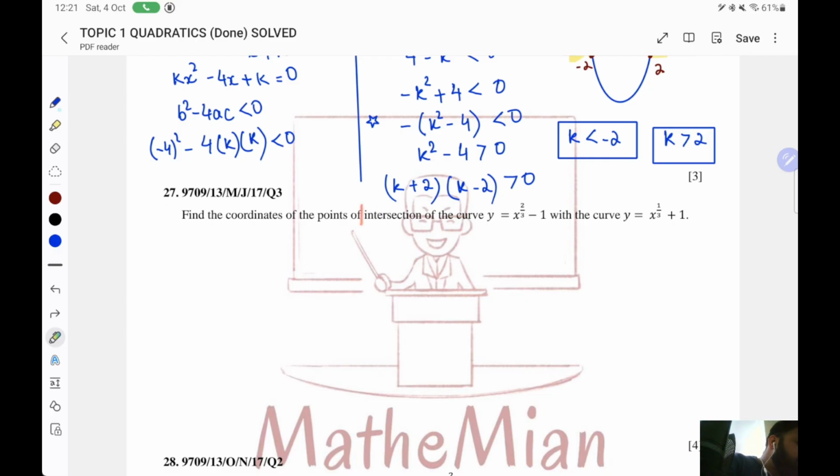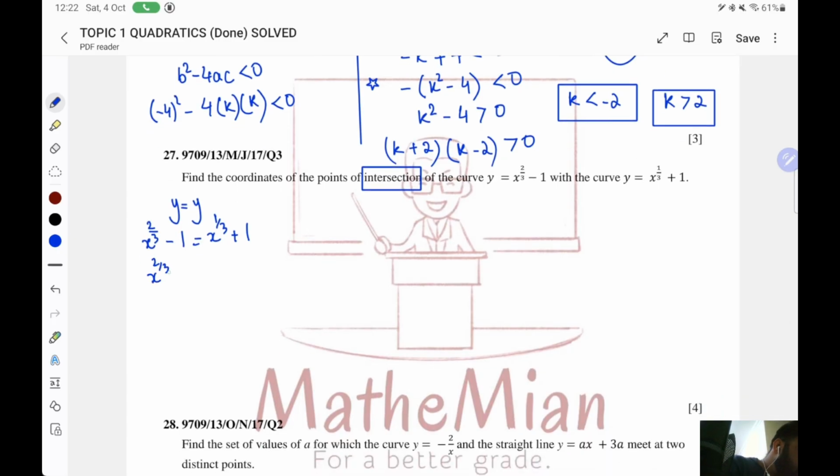So do you remember what we do whenever it talks about meet or intersection? Whenever it talks about meet or intersection, we always put both the equations equal to each other. We substitute the equation into one another. So we'll write x power 2 by 3 minus 1 equal to x power 1 by 3 plus 1. If I simplify, it will become x power 2 by 3 minus x power 1 by 3 minus 2 equals 0. Now the equation that I have is this.